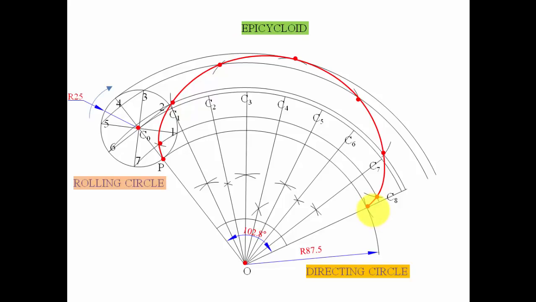Now guys, there was one more thing in this problem: we are supposed to put a tangent and normal at a certain point 125 mm from the center of the directing circle. So this over here is the directing circle, and this is the center of the directing circle, O. With O as center and with a radius of 125 millimeters, we need to put an arc. So this is the arc.